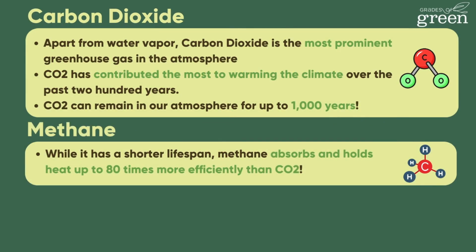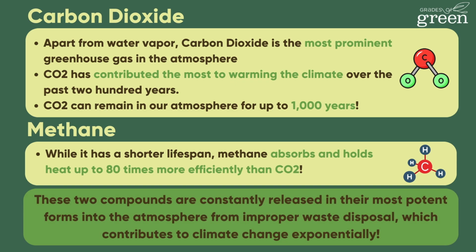Apart from water vapor, carbon dioxide is the most prominent greenhouse gas in the atmosphere, contributing the most to warming the climate over the past 200 years. CO2 can remain in our atmosphere for up to 1,000 years. Methane, in particular, absorbs and holds heat up to 80 times more efficiently than CO2. These two compounds are constantly released in their most potent forms into the atmosphere from improper waste disposal, which contributes to climate change exponentially. It is essential that local and global communities become educated on what belongs in each waste bin by using proper materials management practices. This collective action will propel climate mitigation and decrease the negative impacts of climate change.